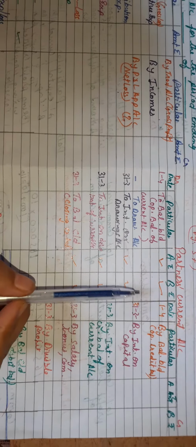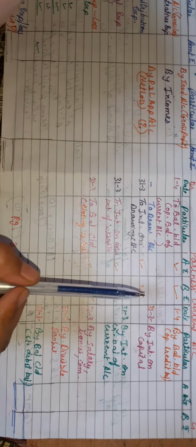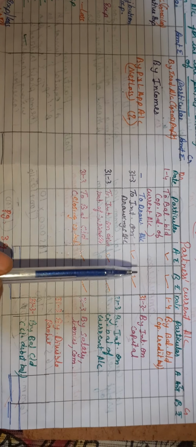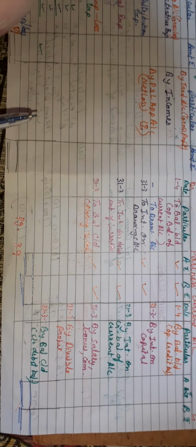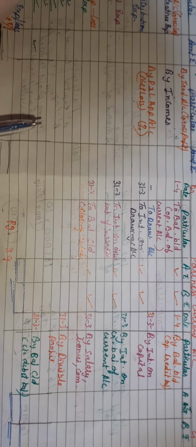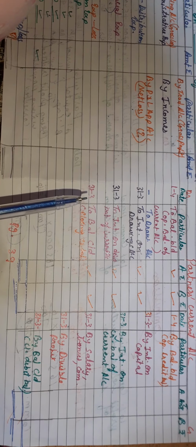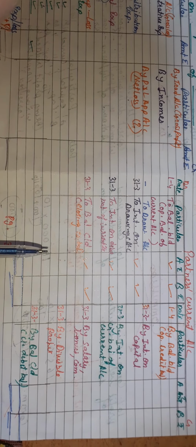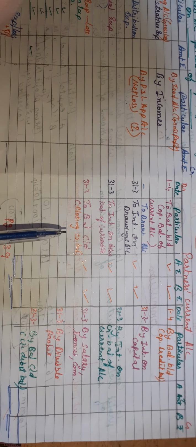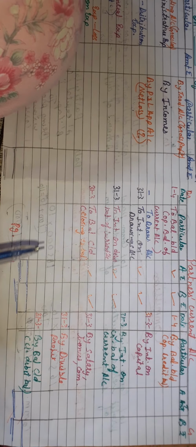Clear students? Now we are going to see the partner's current account. Clear? So you have transferred the balance. Now connected accounts are, students, as we know, first we have made the trading account. Trading account balance is transferred to the profit and loss account. Profit and loss account balance is transferred to the P&L appropriation account, and P&L appropriation account balance is transferred to the partner's current account. Clear? And now finally partner's current account balance will be transferred to the balance sheet.